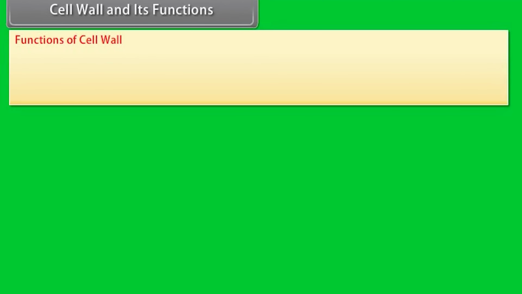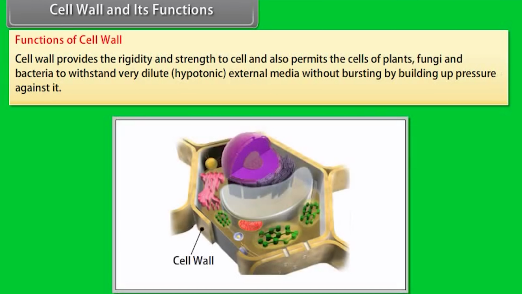Functions of cell wall. Cell wall provides the rigidity and strength to cell and also permits the cells of plants, fungi and bacteria to withstand very dilute hypotonic external media without bursting by building up pressure against it.